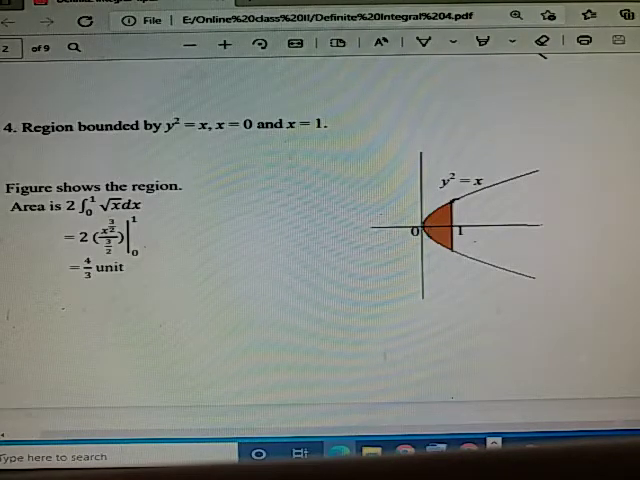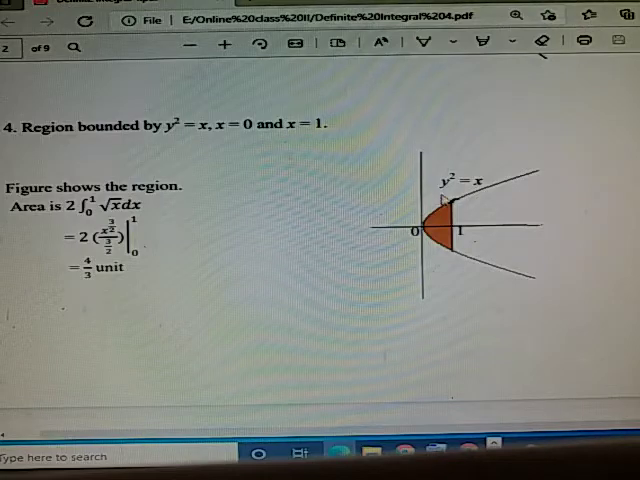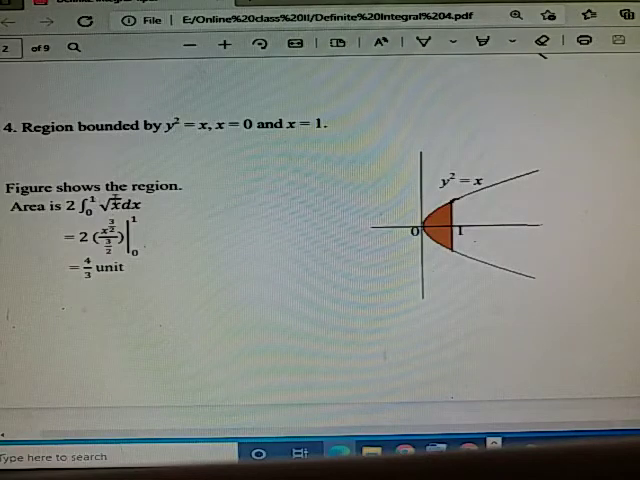And we have x from 0 to 1, and for y we cannot have two values, only one y. So y is root over x. It has two values, one is plus root over x, the other is minus root over x, and this is plus root over x. So we are considering the integration of root over x, and because it is symmetrical we are multiplying by 2.